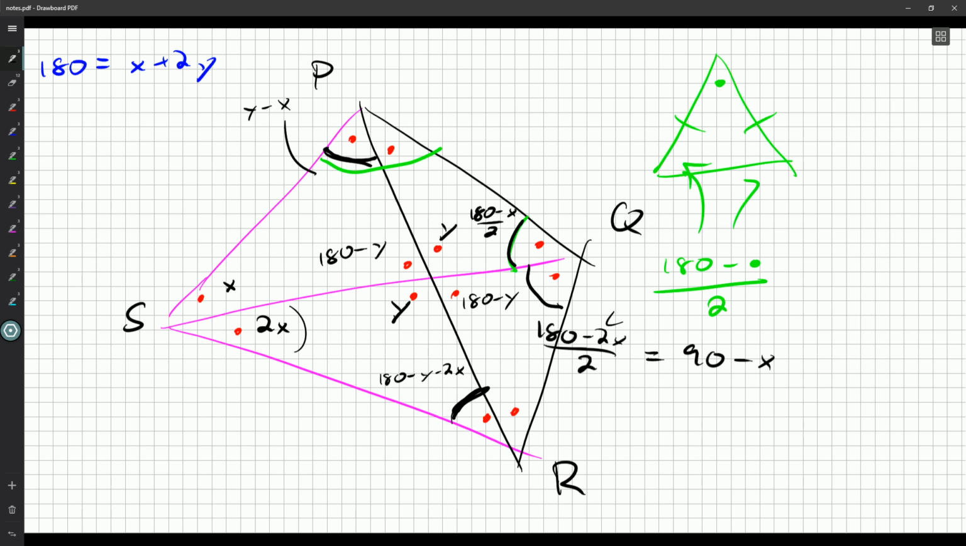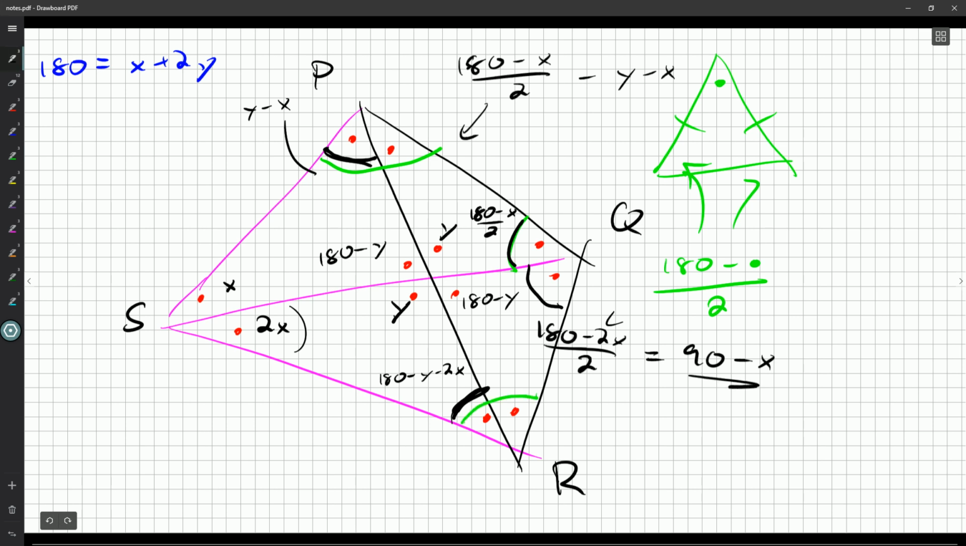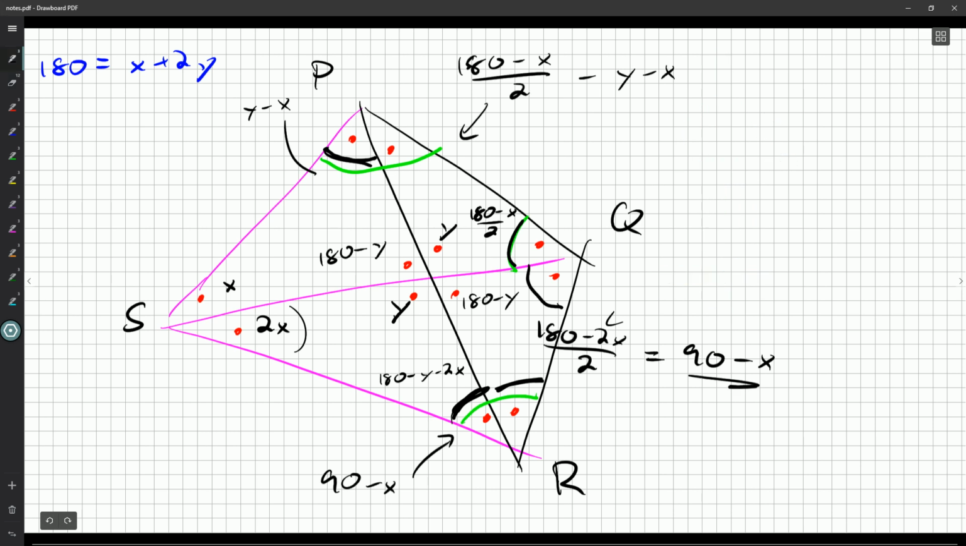What else can we see here? And then this angle here is also 180 minus x all over 2. That's the green one, but then we subtract off y minus x. And this big angle here is also 90 minus x, but then this angle in here can be worked out. So let's work those angles out. So subtract, say, 2x over 2.